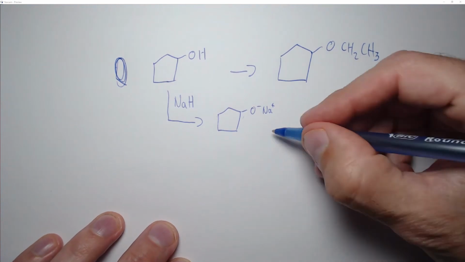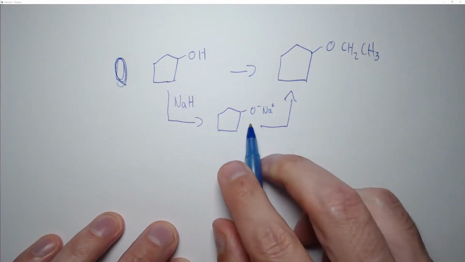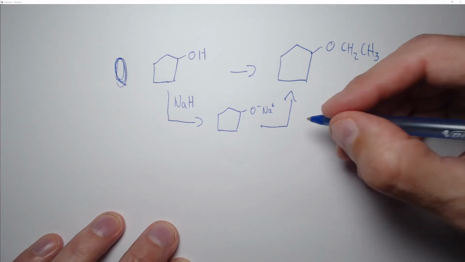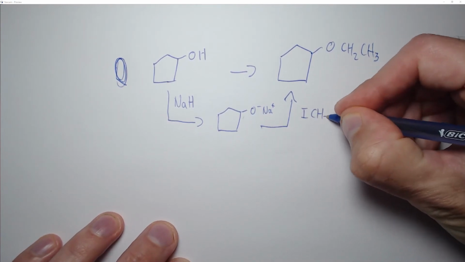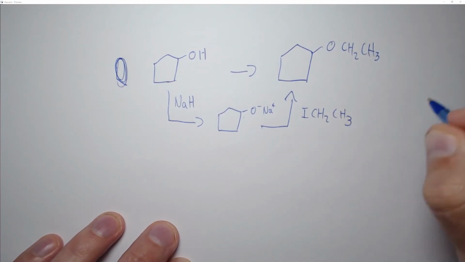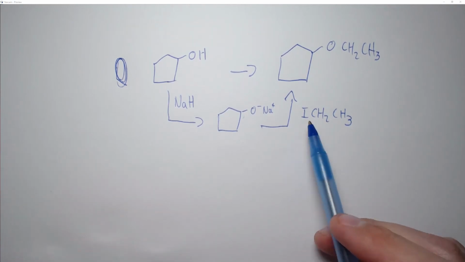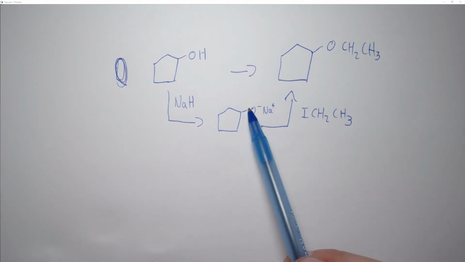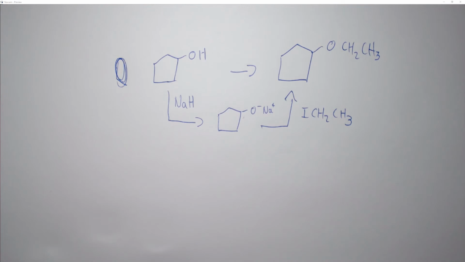We now need to add an ethyl group. Remember that we would add the alkoxide to the iodide. All right, the alkyl halide, in this case the alkyl iodide is what I'm using as my example, and we could complete this reaction in that way. Let's look at another one.